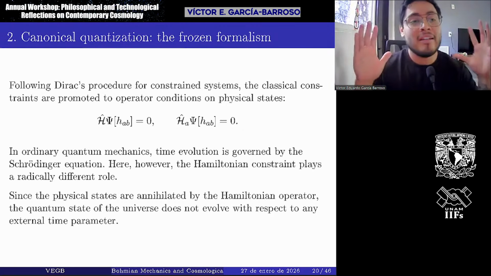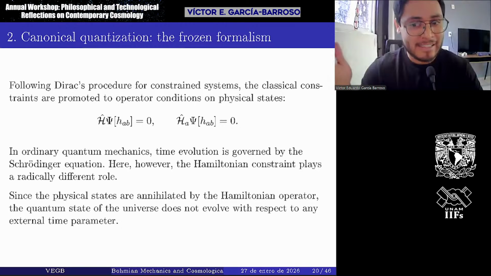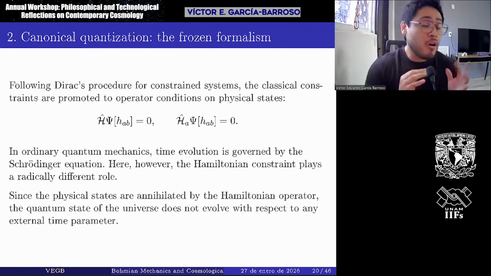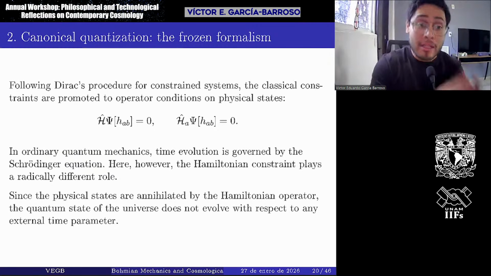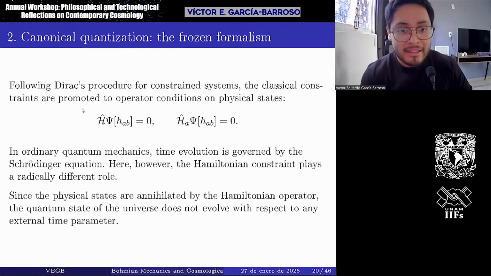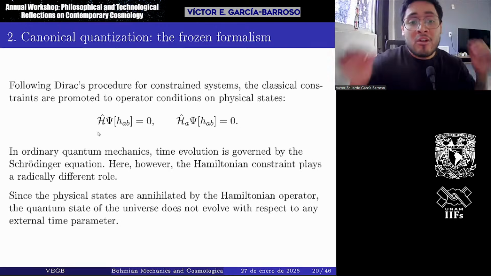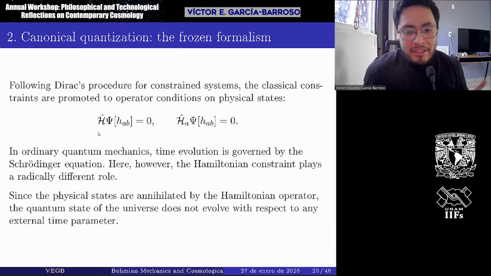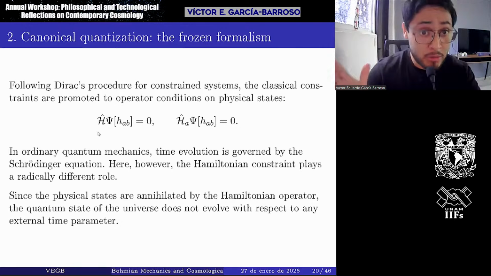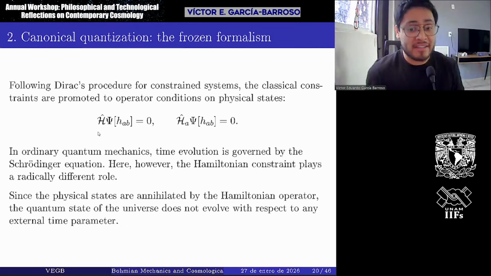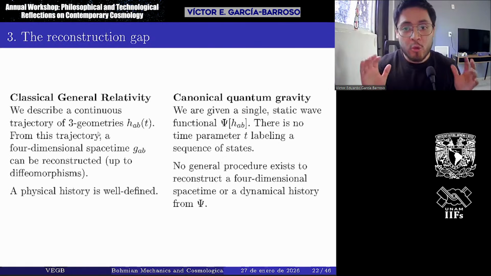Well, now we can quantize this. We follow Dirac's procedure, and the classical constraint becomes a quantum operator, and we get what is called the Wheeler-DeWitt equation. Here, the Hamiltonian annihilates the state, and this implies that the quantum state of the universe doesn't change.